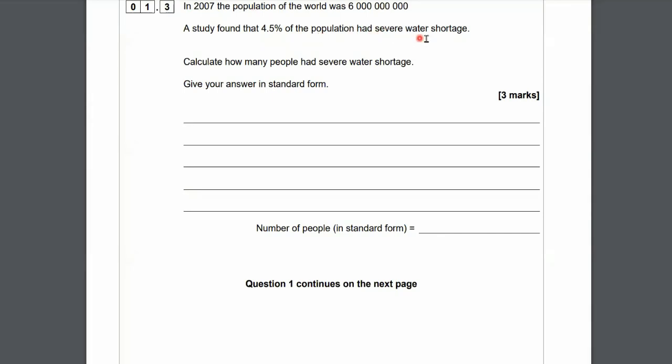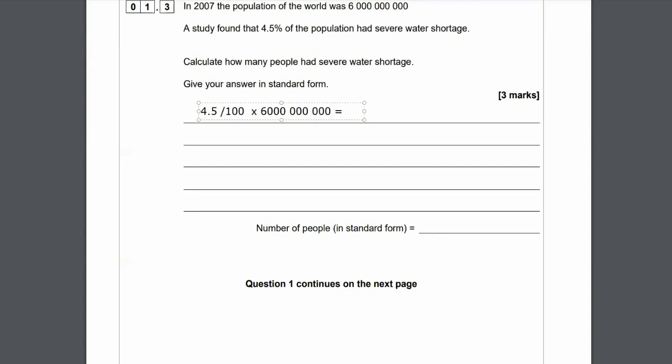Okay, 1.3. In 2007, the population of the world was 6 billion. A study found that 4.5% of the population had severe water shortage. Calculate how many people had severe water shortage. Give your answer in standard form. Essentially, you're trying to find out what 4.5% of 6 billion is.